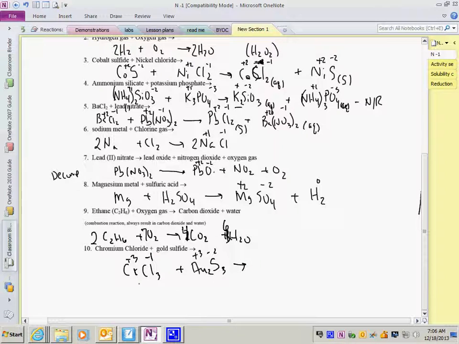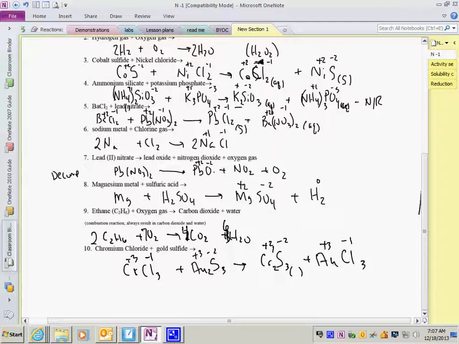Alright, and then you simply need to rearrange your solubility options. Let's go chromium sulfide. This would be a 3 and a 2, and then my gold, we'll go the chloride, and then we'll go 3 here. Plus 3 minus 1, plus 2 minus 2, plus 3 minus 2.